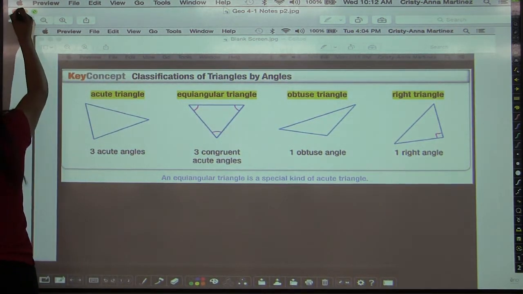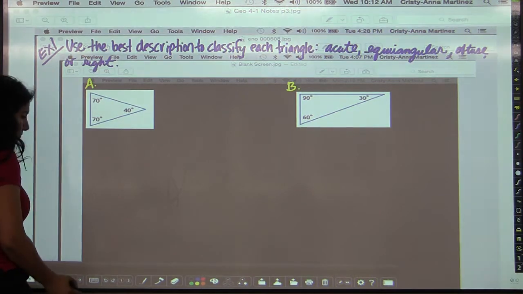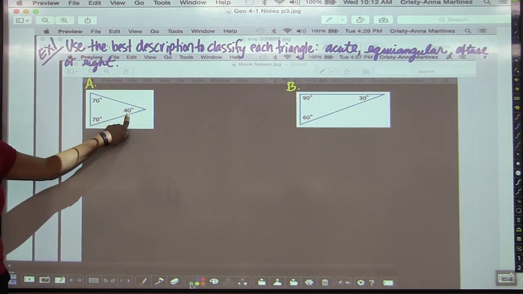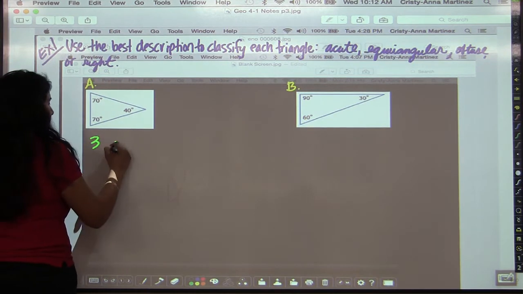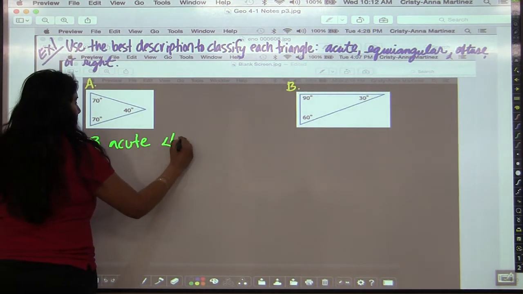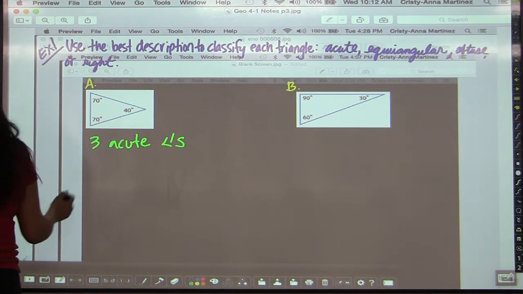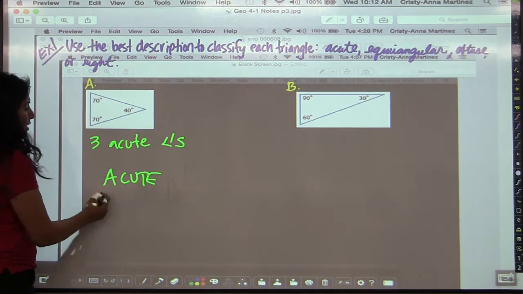So we will now go to example 1, where it says, use the best description to classify each triangle, whether it's acute, equiangular, obtuse, or right. So we look at part A. And it says that we've got 70, 70, and 40 for our angle measures there. And since all of those angles are acute, we have 3 acute angles in this triangle. Then that means that our classification is going to be acute.